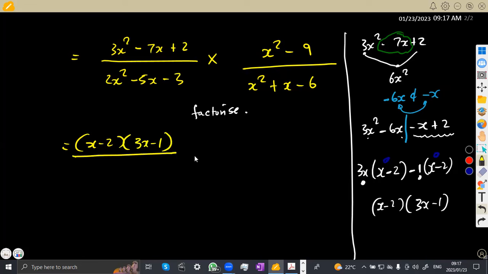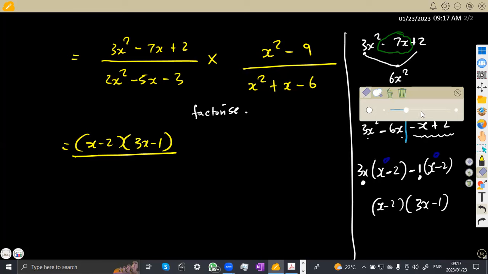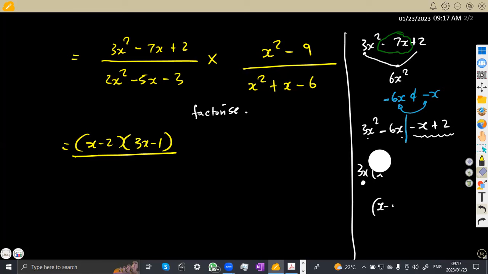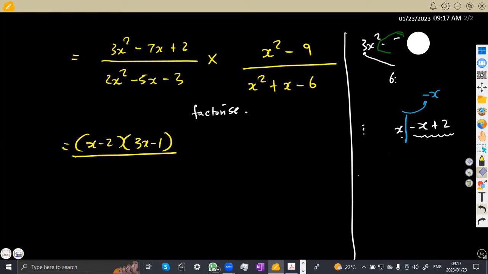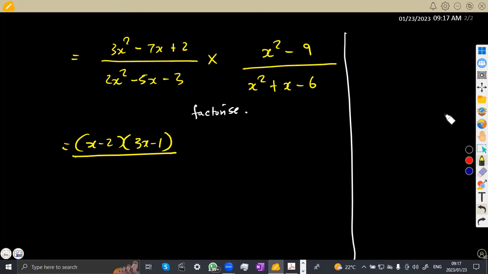Okay, everything over, you do the same thing on the other part. You have to factorize just like what we did on this part. So let's see what we're going to have on this part here. I'm just going to write it down here. All right, so that's what we have, guys: 2x squared minus 5x minus 3. So you do the same thing just like the previous part.